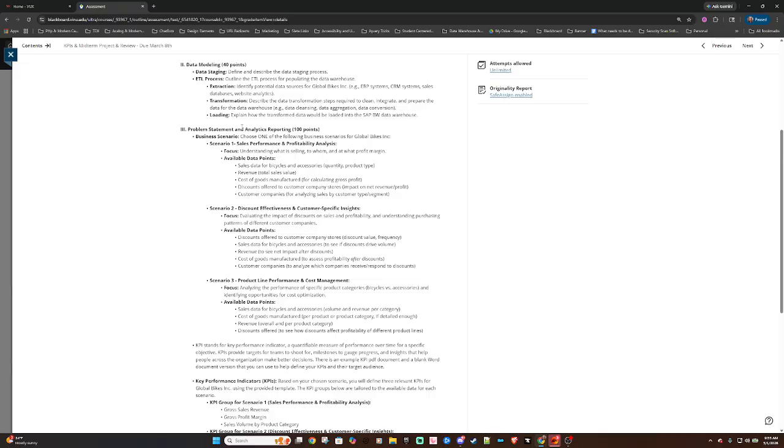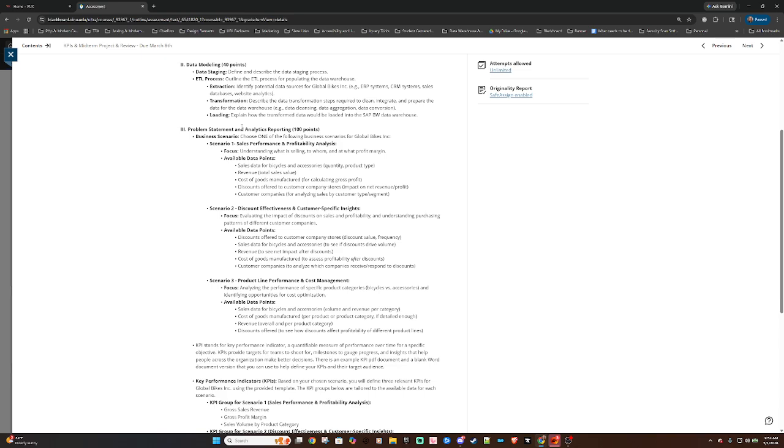Now this looks at it from a separate standpoint using the materials table as opposed to the customer table or the sales table. So the focus for this will be analyzing the performance of specific product categories like bikes versus accessories, or different categories within bicycles or accessories. You'll be able to look at the sales data for both of those.